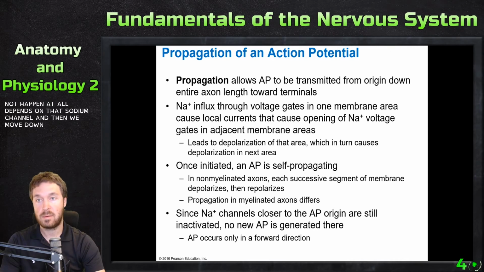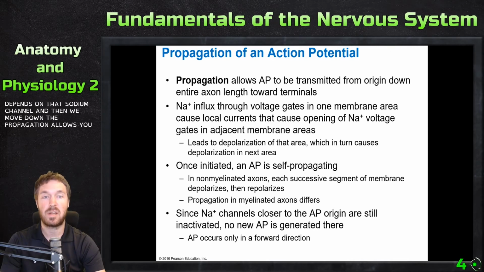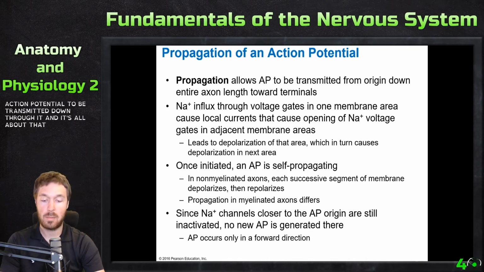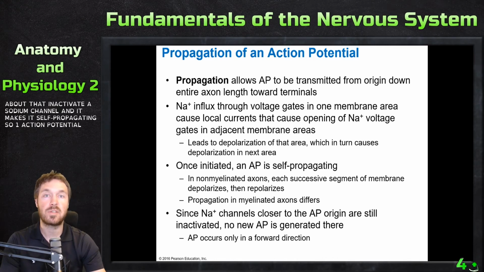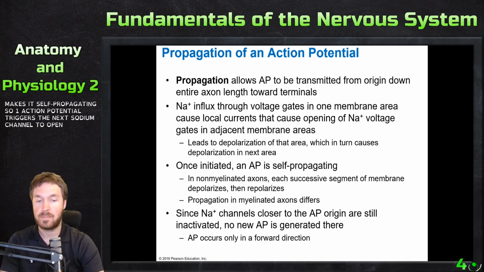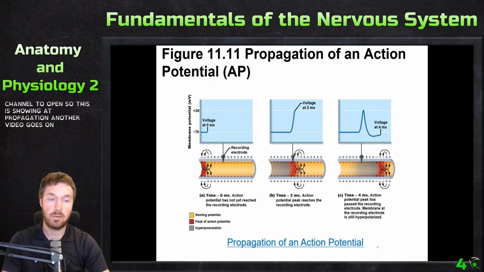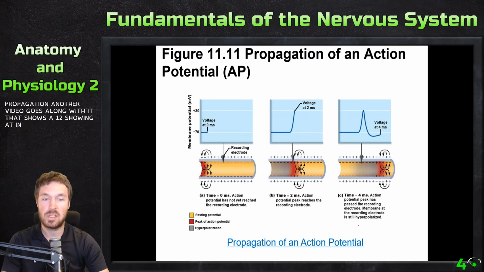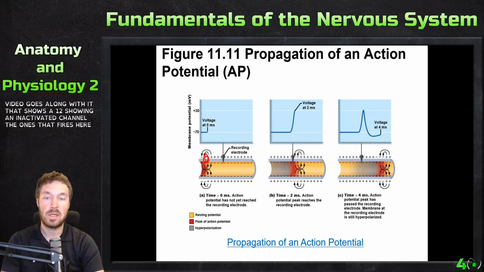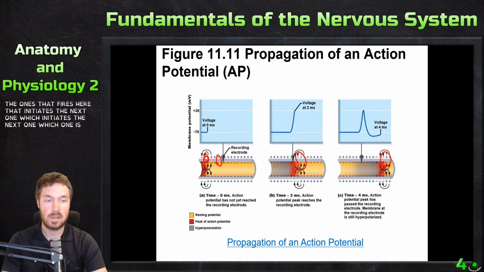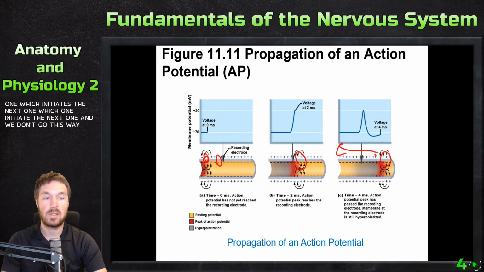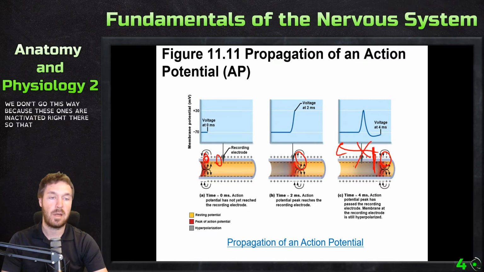And then we move down. Propagation allows the action potential to be transmitted down through the neuron, and it's all about that inactivated sodium channel, and it makes it self-propagating. So one action potential triggers the next sodium channel to open. This is showing that propagation, and there's another video that goes along with this that shows it well, showing that inactivated channel. So once it fires here, that initiates the next one, which then initiates the next one, which then initiates the next one. And we don't go this way because these ones are inactivated right there. So that's a no.